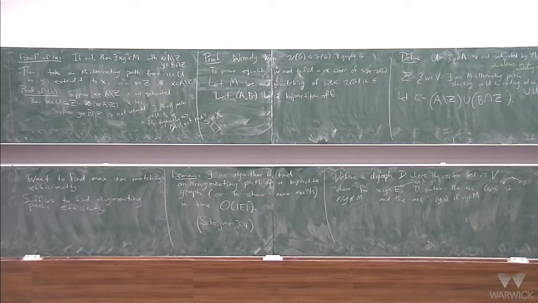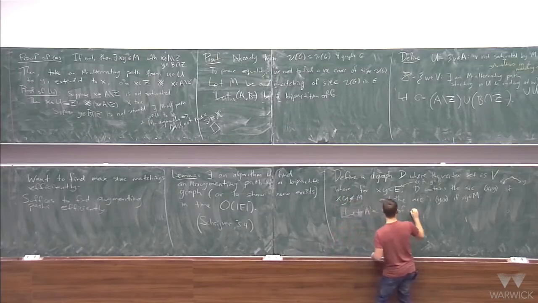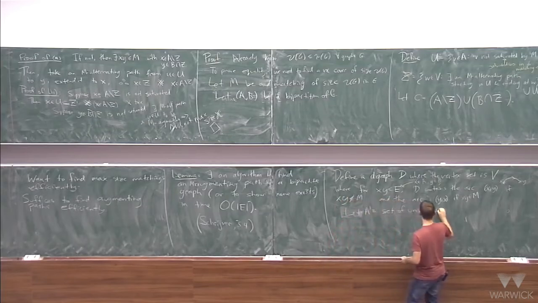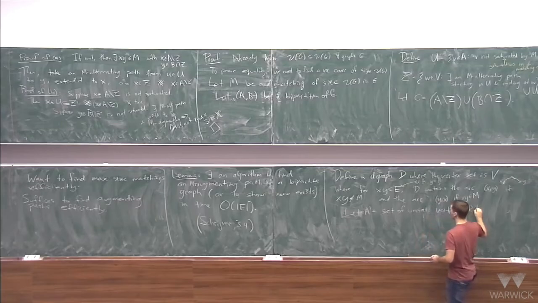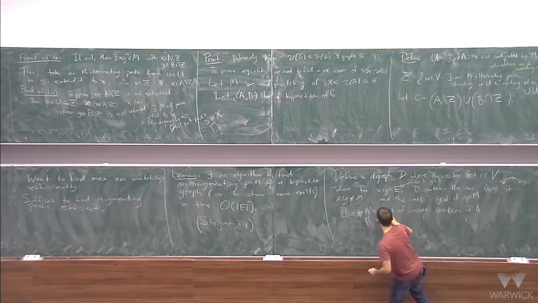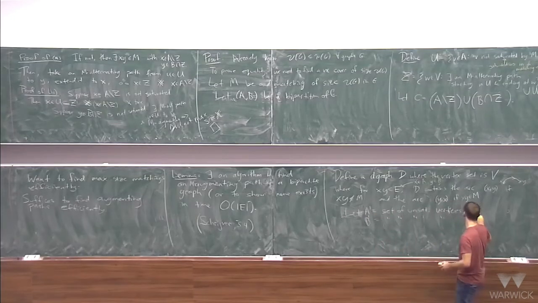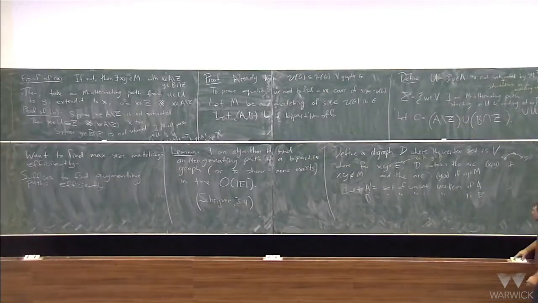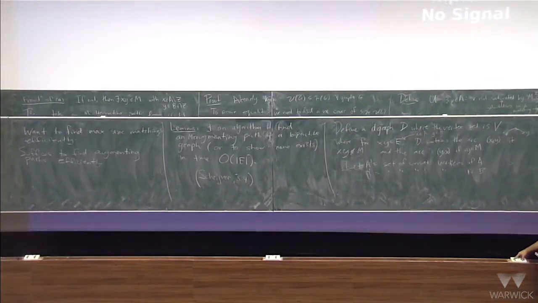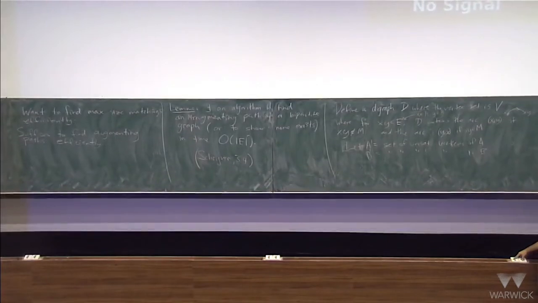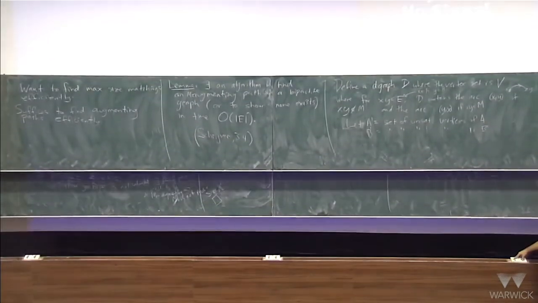Now the key observation here is that, actually, now I need another definition. So let A prime be the set of unsaturated vertices of A, and similarly B prime is the set of unsaturated vertices of B. So the key observation is that an augmenting path is actually the same thing as a directed path which starts in A prime and ends in B prime.